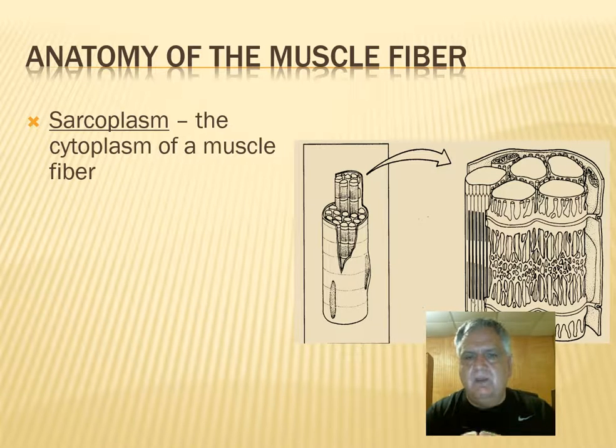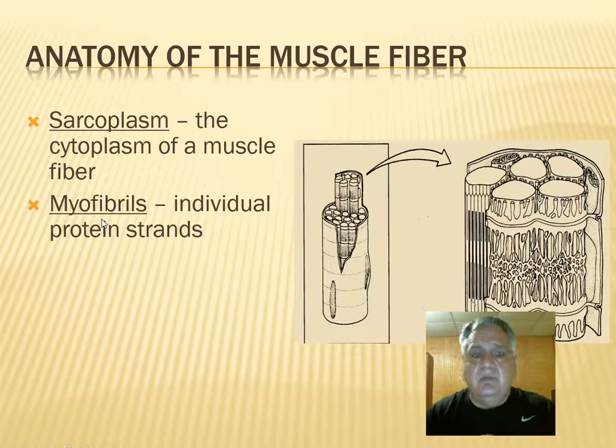The 3 main components of a cell are the plasma membrane, the cytoplasm, and the nucleus. Whenever we take a look at muscle fibers, we refer to the cytoplasm as sarcoplasm. Sarco is a root word that comes from the Greek. It means flesh. And so the muscles are the fleshy part of your body. So the cytoplasm in the fleshy part of your body, or the muscle fibers, is referred to as sarcoplasm.